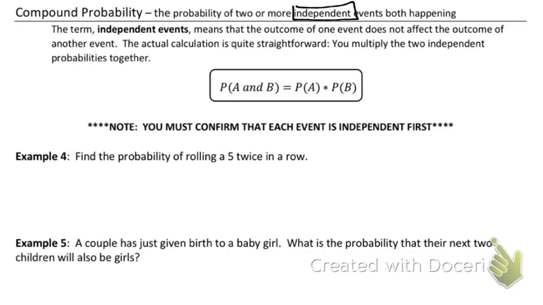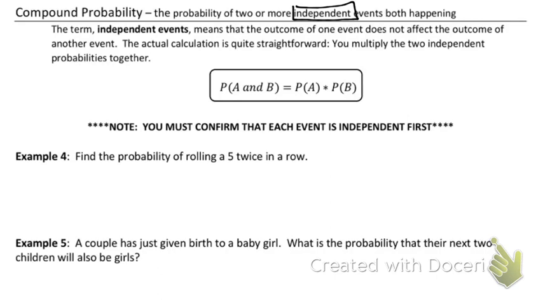But just know independent means the second event and the third event and the fourth event and the fifth event have no bearing on each other. They're in this little vacuum. When I roll a die, it doesn't affect the next die. If I roll a 1, that 1 doesn't disappear on that die and I can't roll it again. That is why it's independent. You must confirm that something's independent in order to use this equation.